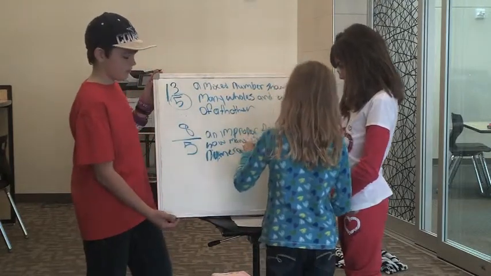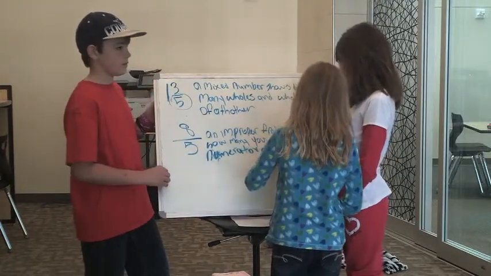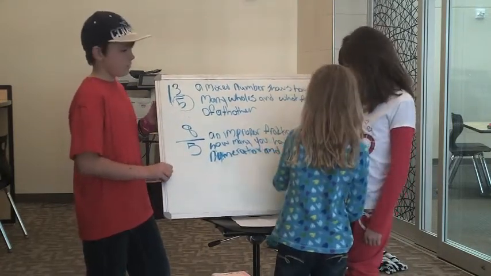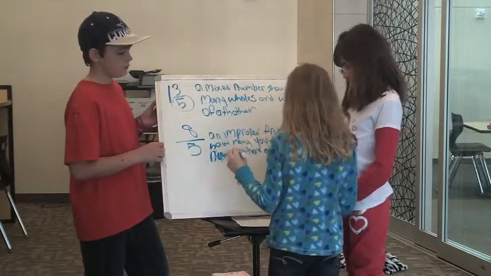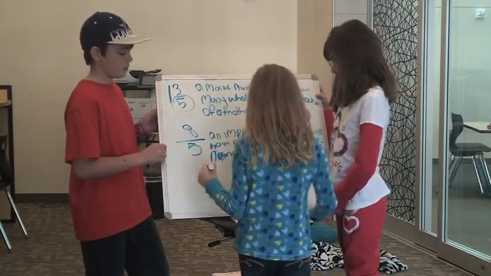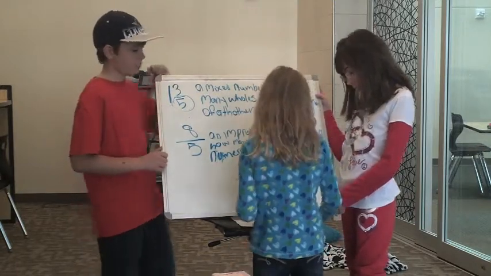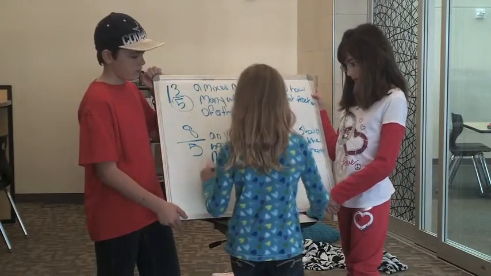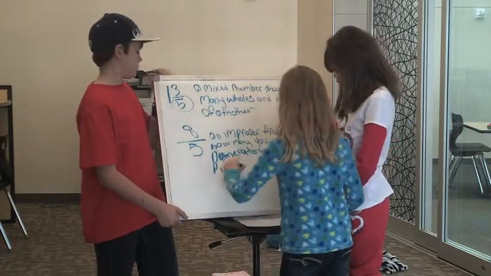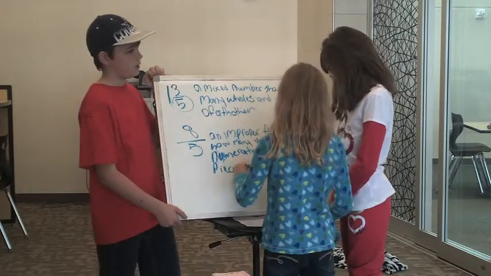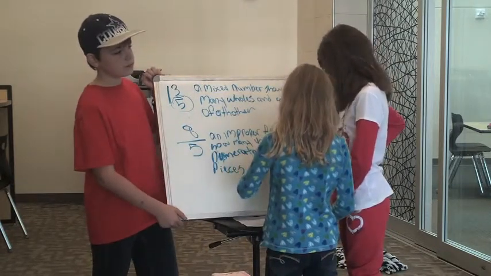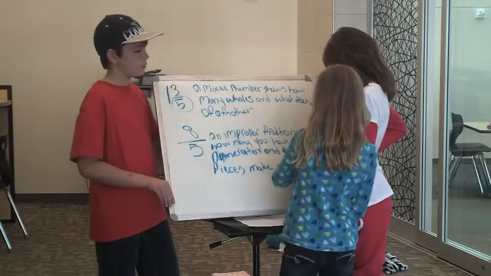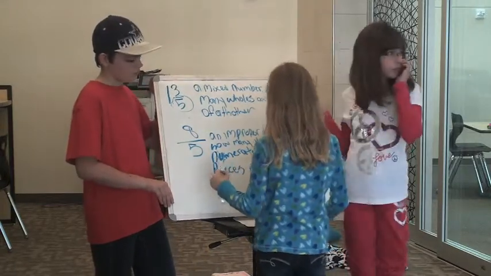The numerator is how many pieces you have, and the denominator is how many pieces make up a whole.